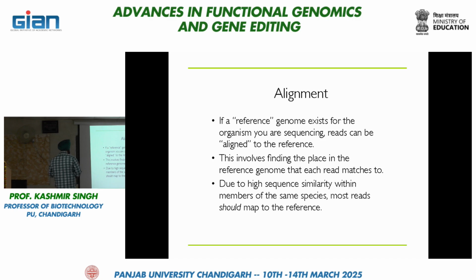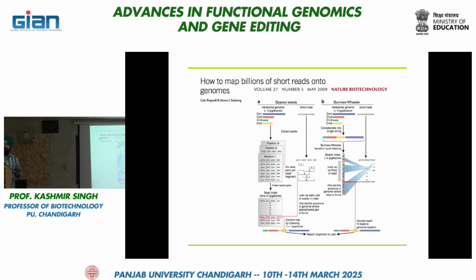Due to high sequence similarity between members of the same species, most reads should map to the reference genome. If I compare two human genomes, almost 99.9% of the reads will match. Only 0.1% will remain, or if you have sequencing error or low quality data. So how do we map billions of reads onto genomes? These aligners align reads to make larger contigs, and you have chromosomes, and each will match to its location.